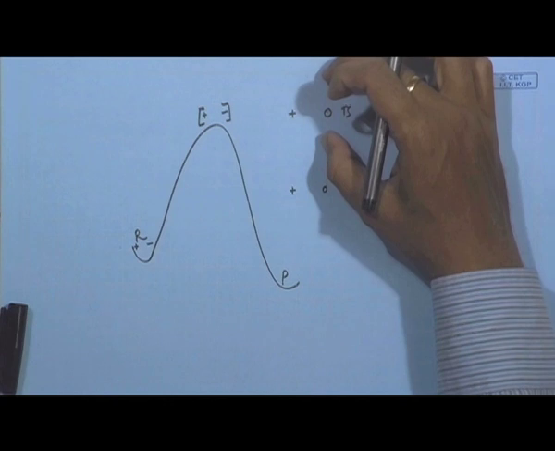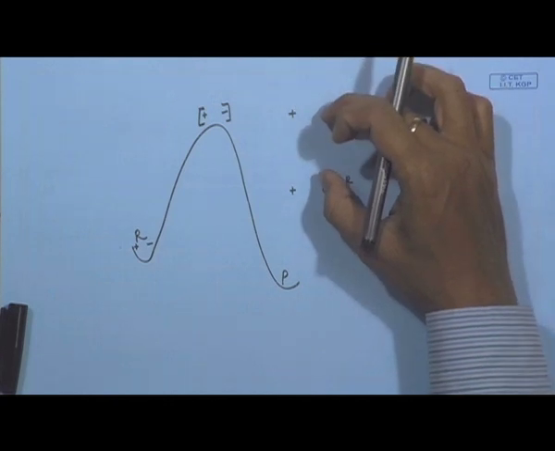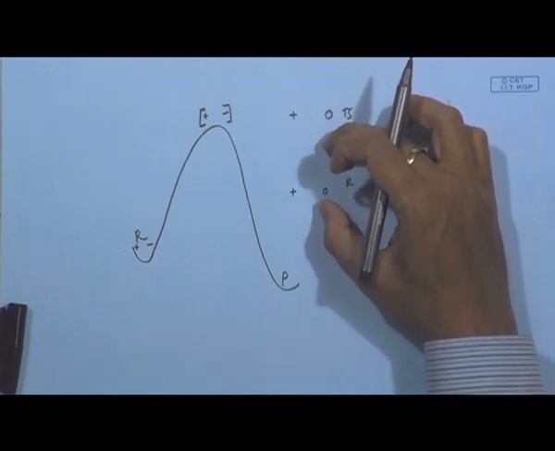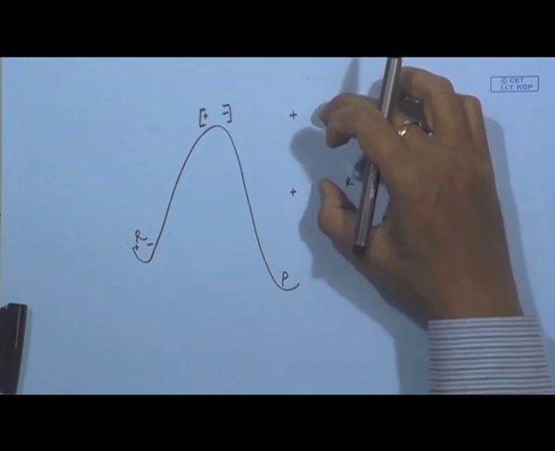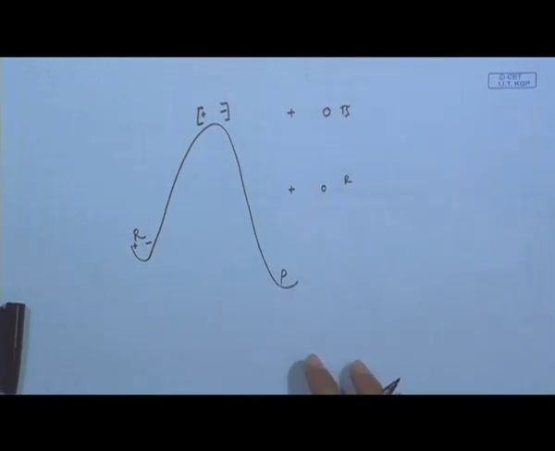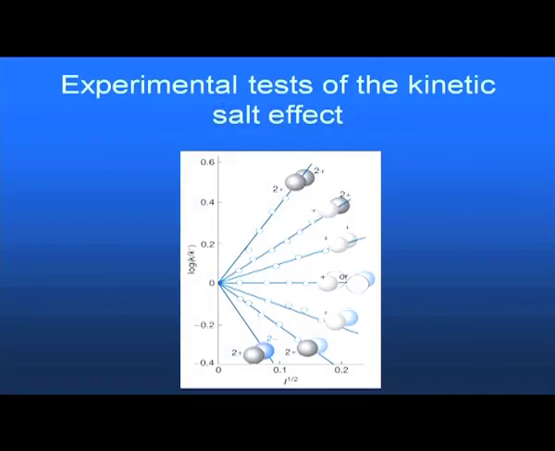If it is destabilized, both will be destabilized to the same extent. If it is stabilized, both will be stabilized to the same extent. So there is no net change in the energy state between these two. Therefore there will be no effect. That is why, if you look into this, if it is plus or minus, you will see that there is no effect of ionic strength.